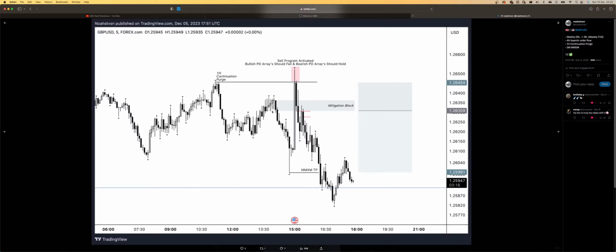This isn't an inverse fair value gap because obviously there's only this massive one here, and we're not going to bother with that. But what we've got is a mitigation block. It is a mitigation block. So a mitigation block is basically a failed breaker block.